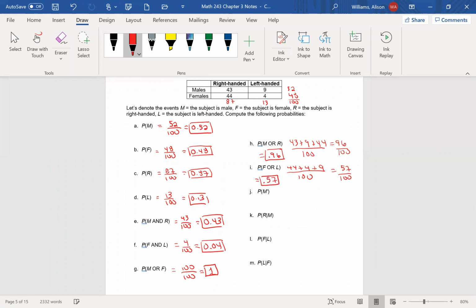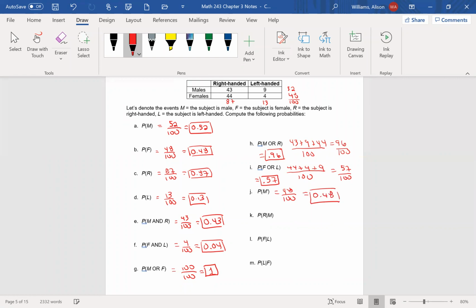All right. Okay, so this is asking for male complement. So all the people who are not male, well, that would be female. So that's going to be 48 out of 100. And this is in this group of people who've answered.